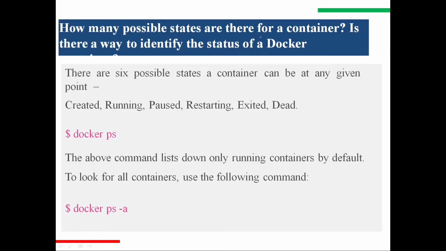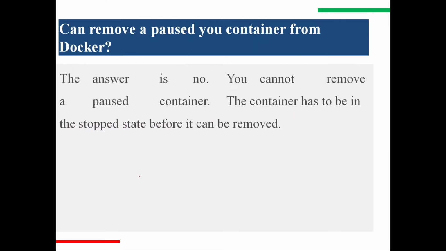Next question, how many possible states are there for a container? Is there a way to identify the status of a Docker container? Your container might have different states. Six possible states are there for the container, like created. Suppose you have just created it, and if you have started the container, it is in running state. You can pause the container, you can restart the paused container, you can exit out of a container, and a container can be in dead state. Docker ps will list all the containers that might be in any of these states, and to see only the running containers, it is docker ps -a. We have already seen these.